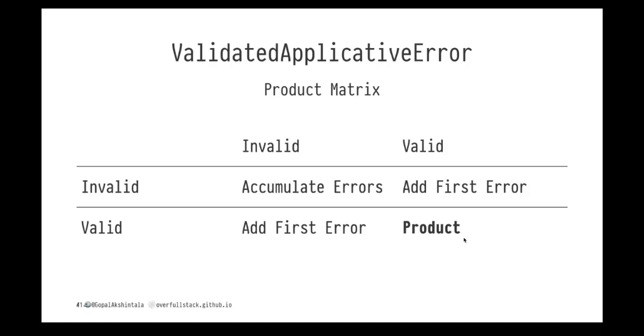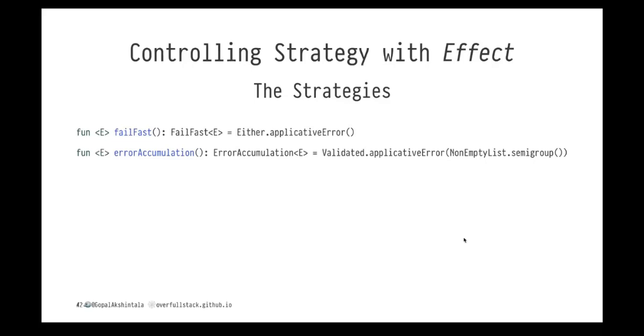So we can make use of these two strategies, two effects of Either and Validated, to actually solve our problem. So what happens with fail fast? Can we use Either.applicativeError for our fail fast, right? Because for fail fast, our rules, our validations are returning Either, which we have seen before. Now, if I want to combine two Eithers, I hope I'm making sense, or if I'm not making sense at all, please interrupt me. If it's too high, if it's going above your head.